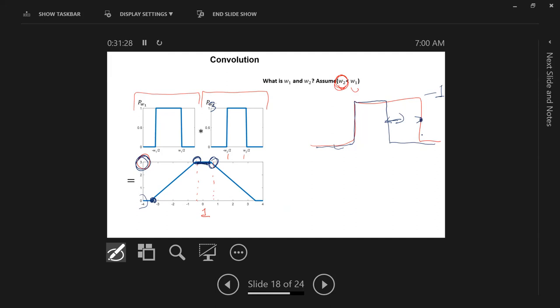Remember from here, let's say this is 0 and let's say this is W1, this is W2. So that distance from here to here is W1 minus W2, but it's also the distance here, W1 minus W2. And so that means that W1 minus W2 equals W1 minus 3, which equals 1. And so that gives us W1 equals 4. Does that make sense? Go ahead.